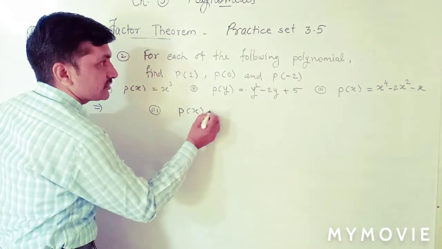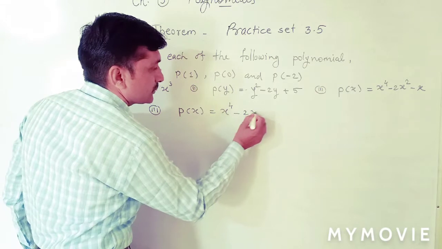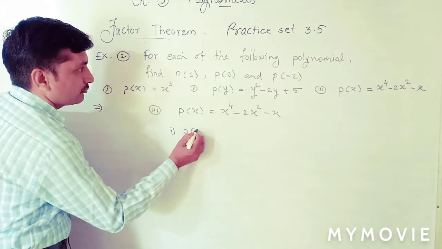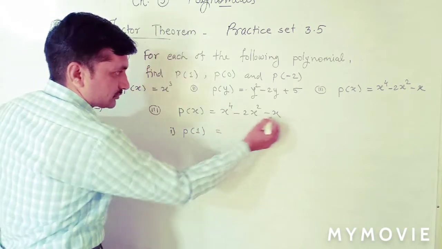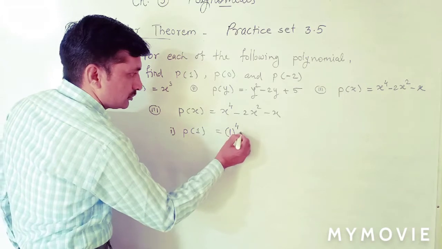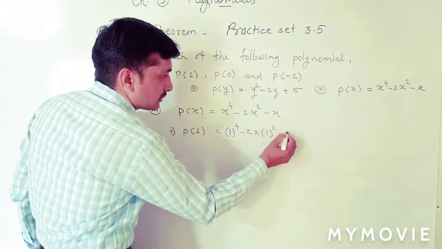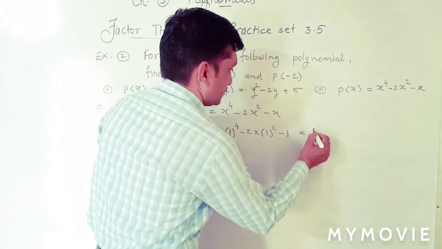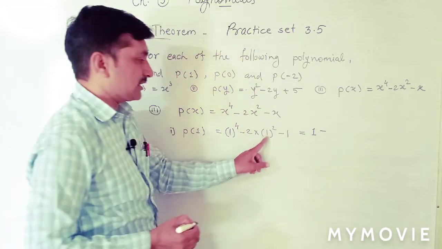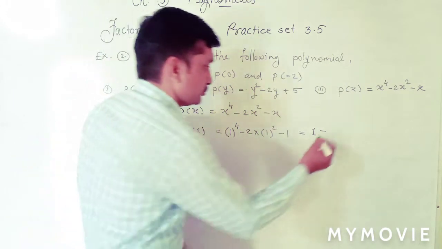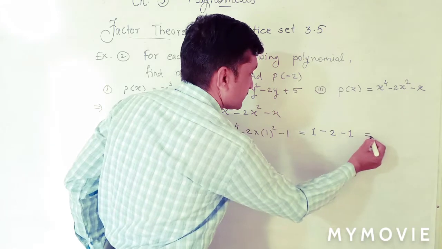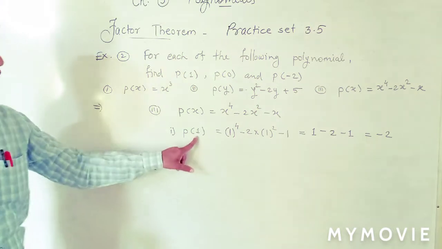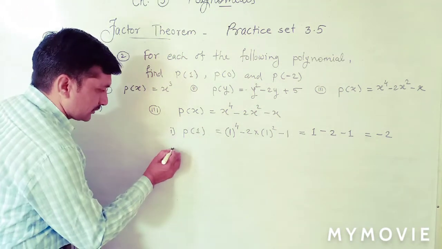P of x is equal to x raised to 4 minus 2x square minus x, for these three values. First, p of 1. Now put x is equal to 1 everywhere. 1 raised to 4 minus 2 multiplied by 1 square minus 1. Let's solve this. 1 raised to 4 is 1 itself, minus 2 multiplied by 1 square, 1, 2 ones are 2, minus 1 is equal to 1 minus 1 cancel, value minus 2. This is the value of p of 1 of this polynomial.